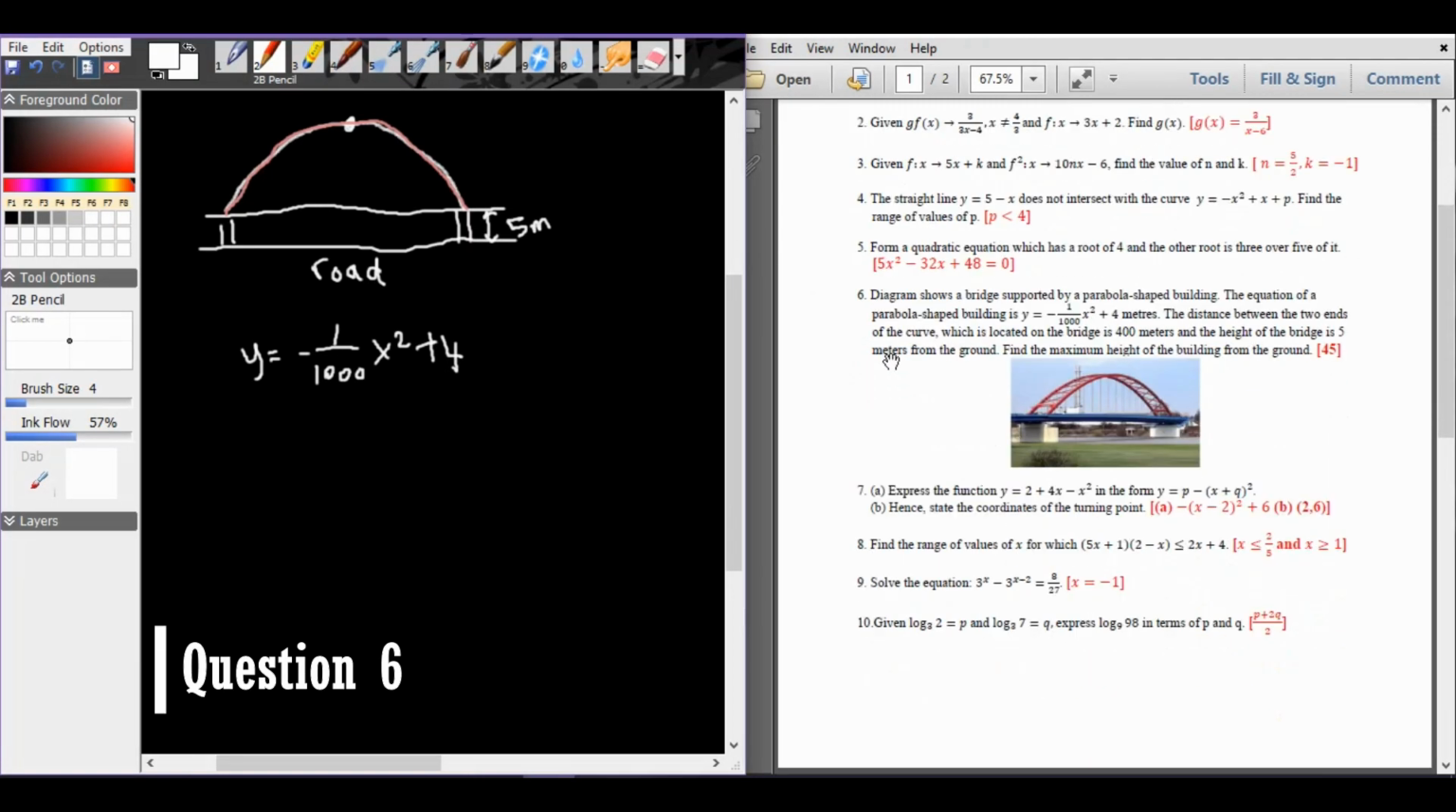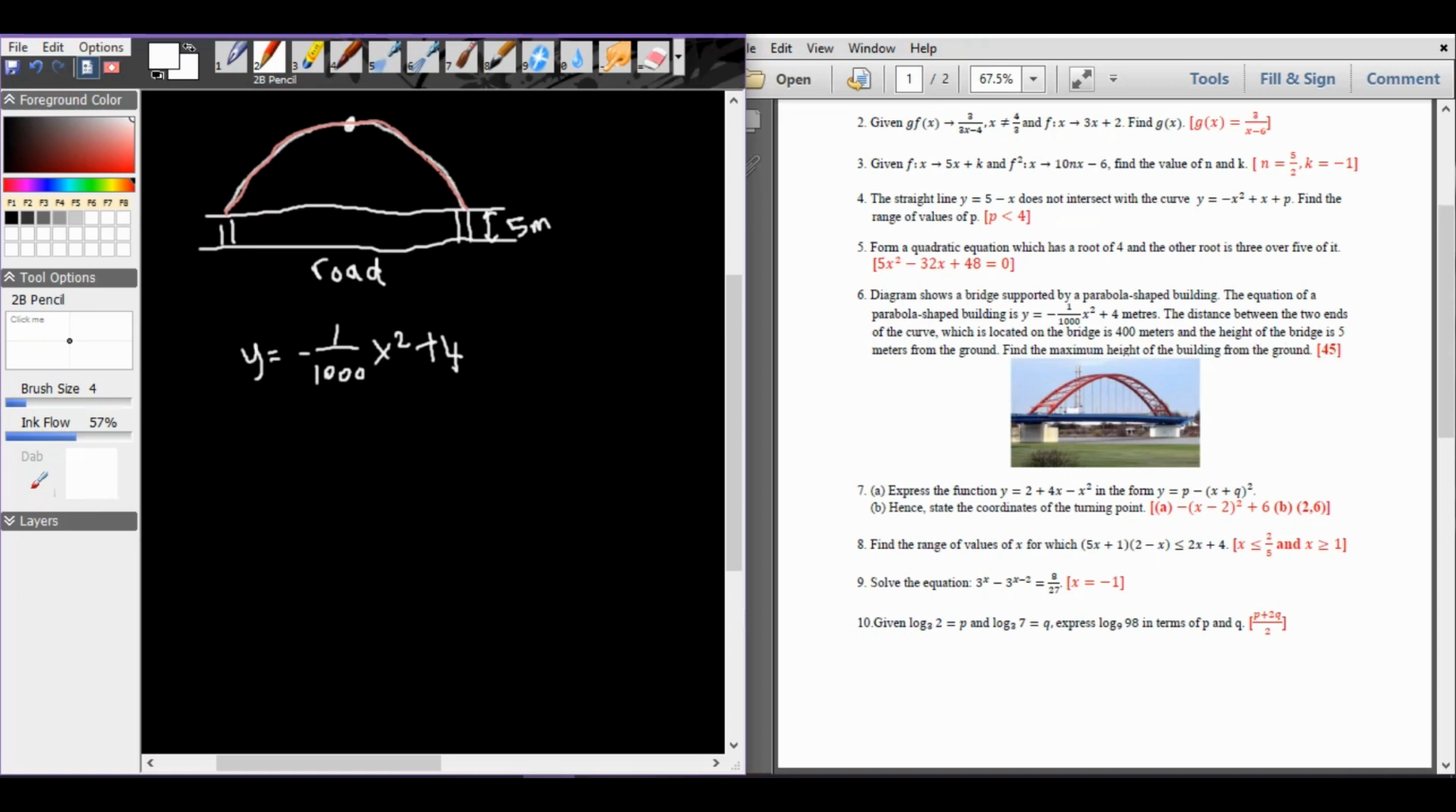Number 6. Diagram shows a bridge supported by a parabola-shaped building. The equation of the parabola-shaped building is y equals to negative 1 over 1000 x squared plus 4. The distance between the two ends of the curve, which is located on the bridge, is 400 meters, and the height of the bridge is 5 meters from the ground.